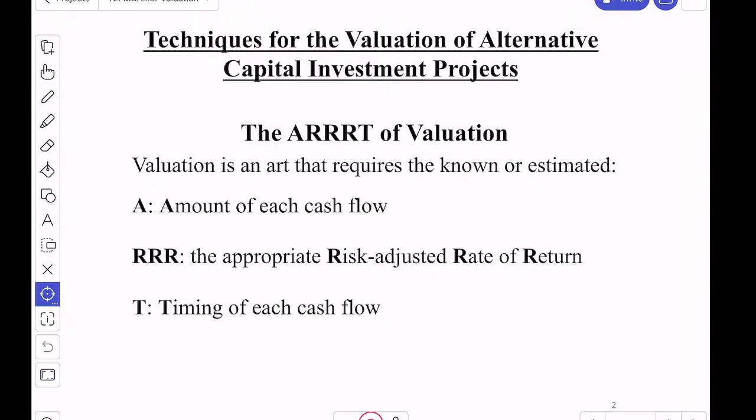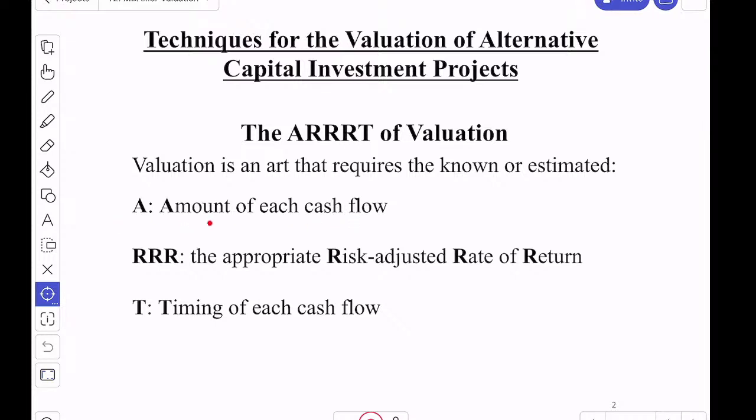NPV. I want you to keep in mind there's an art to valuation, and it involves you anticipating through estimation, through past experience, through some connections in the industry or the sector, that you're able to gather information about what kind of cash flows you can expect in terms of revenues and expenses as a result of the project. You want to include those in your project analysis or valuation.